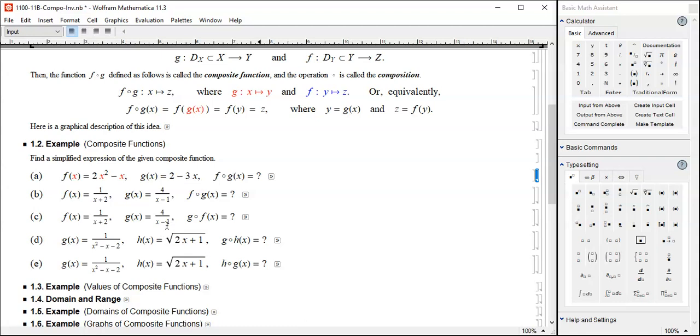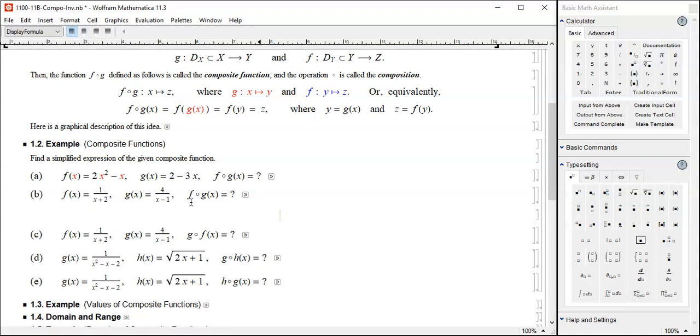Okay, all right. Let's see, how about the second problem here? I hope everybody tried it already.